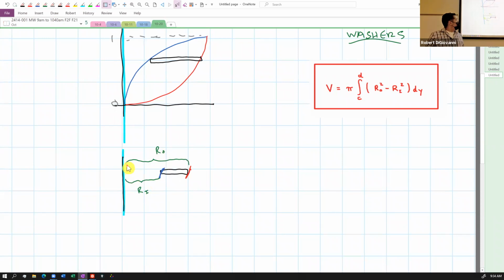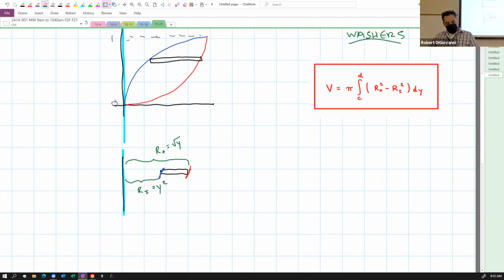Well, R out is the distance from the y-axis to the red, which is the red function itself, right? As a function of y. And what is that function? That's square root of y. And then R in is the distance from the y-axis to the blue function, which is the blue curve itself, which is y squared. Understand?